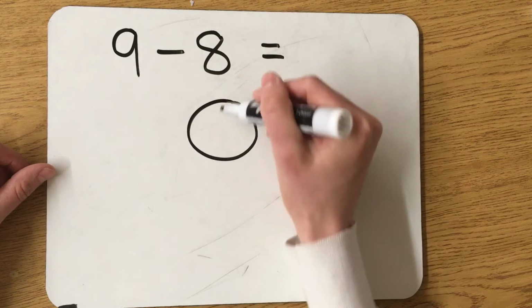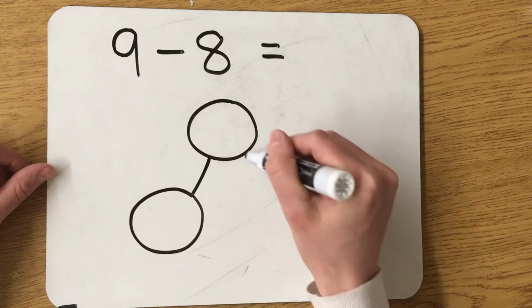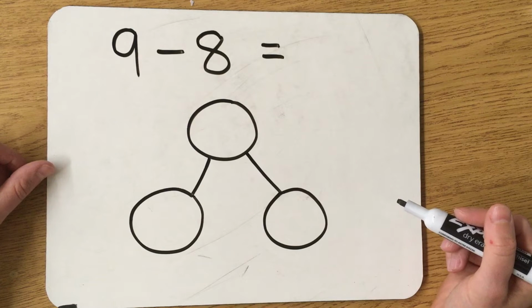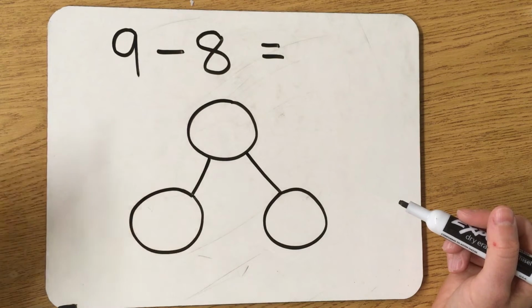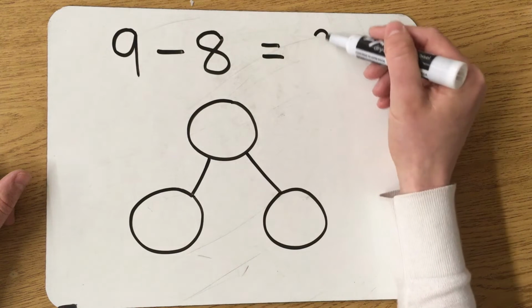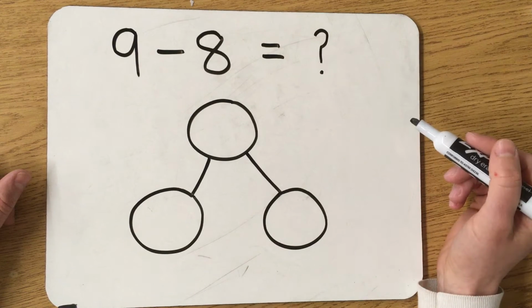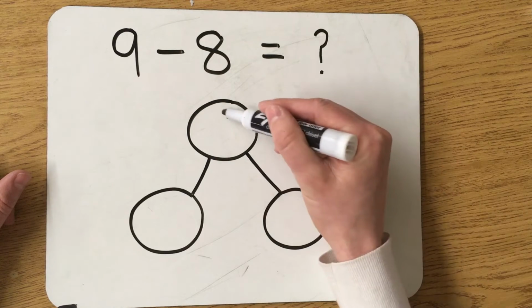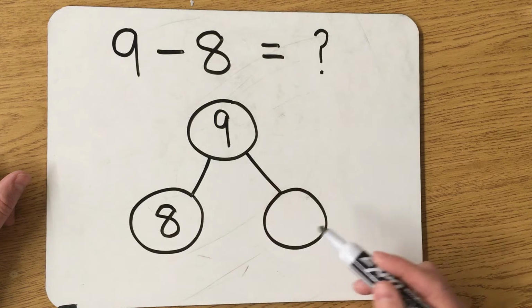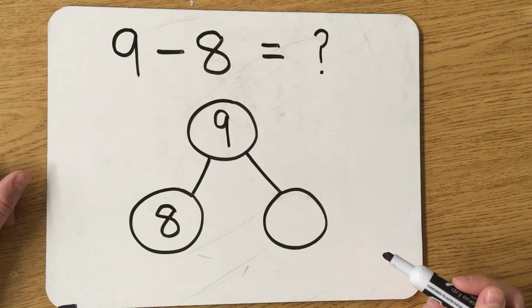Let's fill in the numbers that we do know in a number bond. Remember, with subtraction, we always start with the whole group, and we take away one of the parts. The answer will be the other part. We don't know what the answer is. We can fill in the whole group. We know one of the parts, but we don't know the other part.